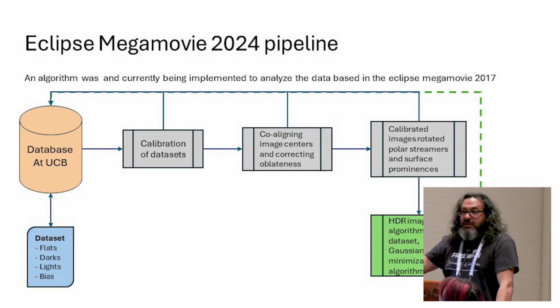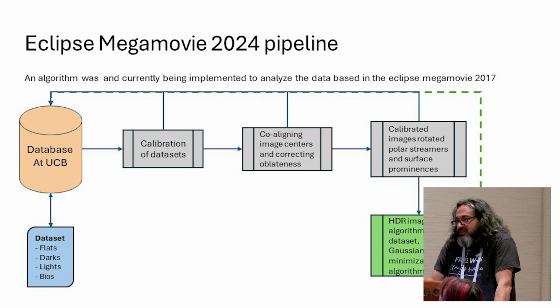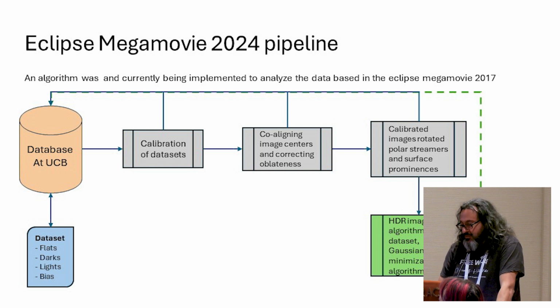And here is where the team has a bunch of discussions on what exactly we are going to be using for this rotation, either the poles, the streamers in the poles, or we are going to use the prominences that we see in the chromosphere.